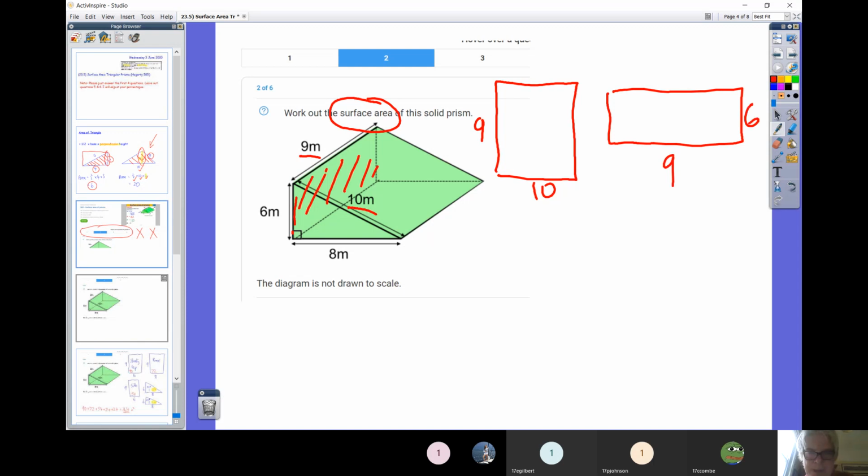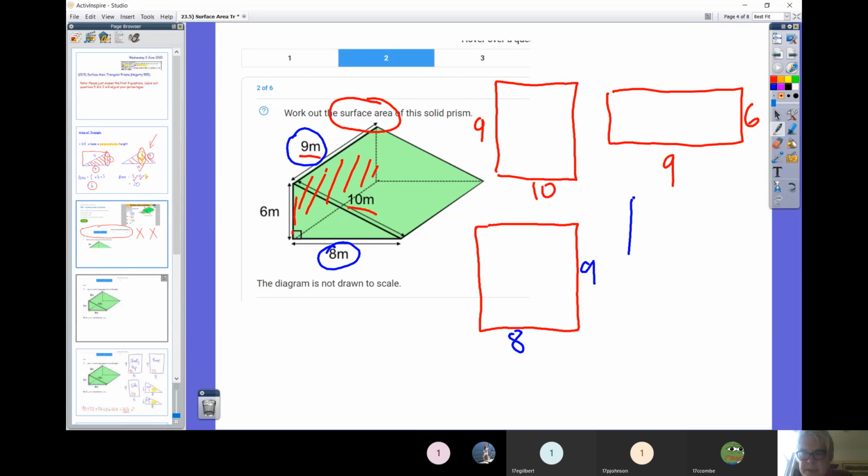And then, of course, we've got the base as well, haven't we? We've got the base, which is another rectangle. And we can see that that base has got lengths of 8 as one side. And that length there is the same as that length there. So that is 9. So you can see that we've got 3 rectangles there. But then we've got the 2 triangles on the ends as well. So we've got 2 identical triangles. Okay, and we can see those measurements are 6 and 8.